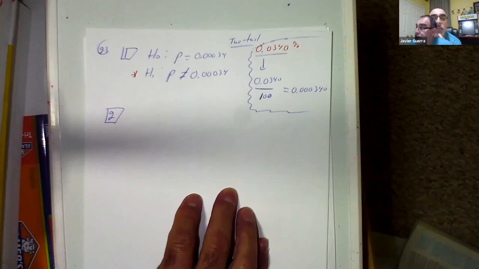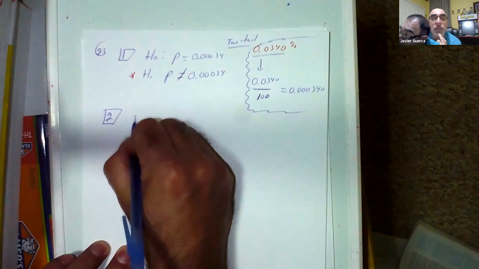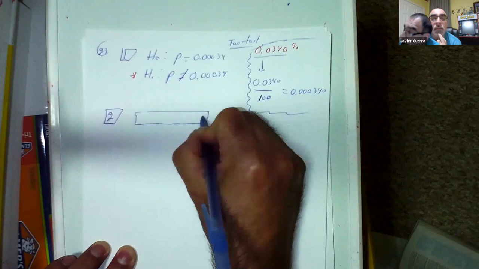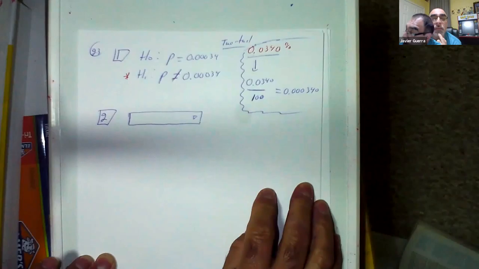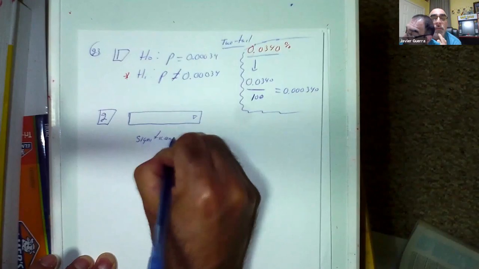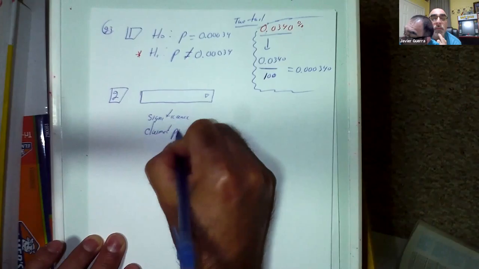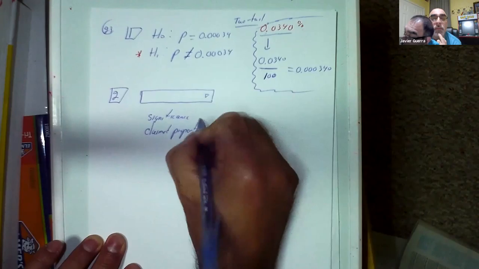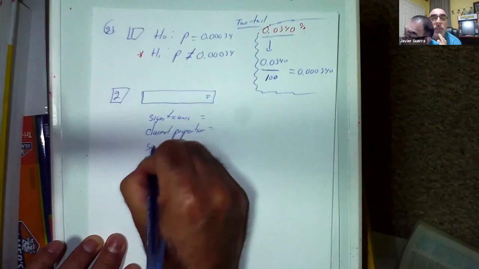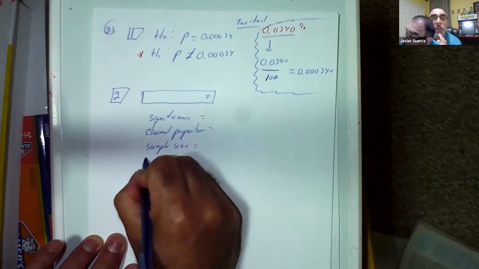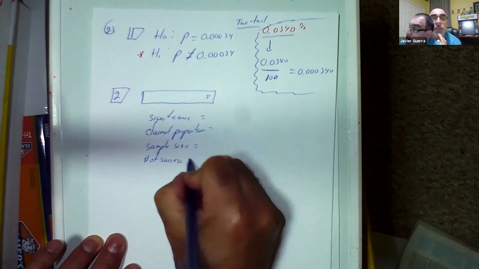All right, now we are ready for step two. I'm surprised that I can draw a rectangle. That's weird. Significance, claimed proportion. Did I say proportion right? Proportion. Sample size. I couldn't remember. And number of successes. Is that how you pronounce it? Number of successes.